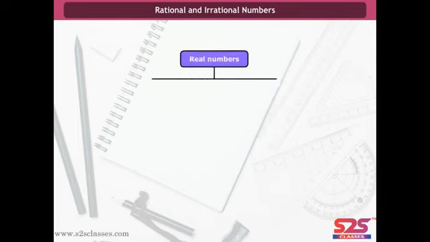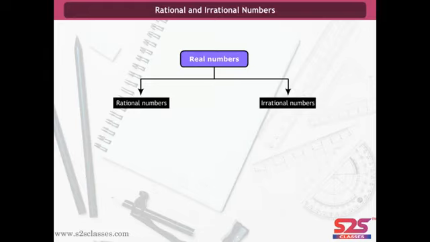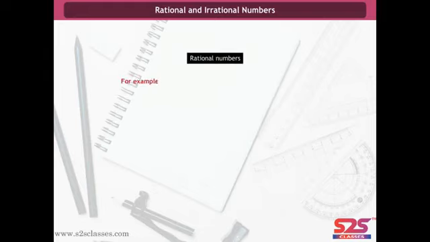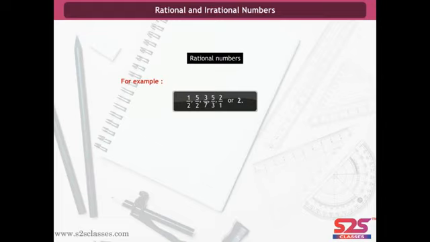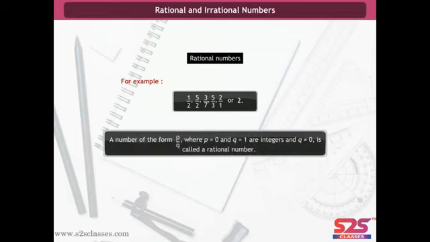Real numbers include rational and irrational numbers. Let us first look at rational numbers. For example, 1 by 2, 5 by 2, 3 by 7, 5 by 3, 2 by 1. These are all rational numbers. That is, a number of the form p by q, where p and q are integers, and q is not equal to 0, is called a rational number.